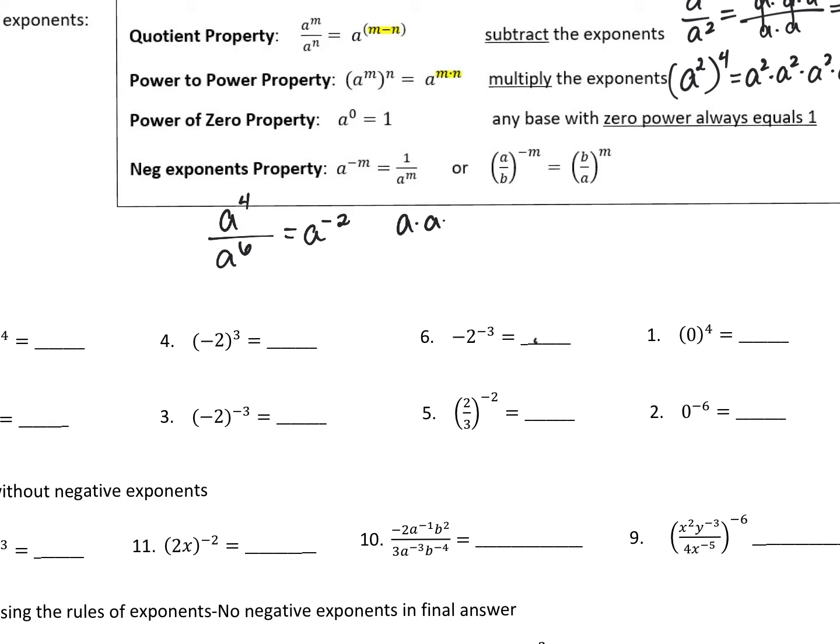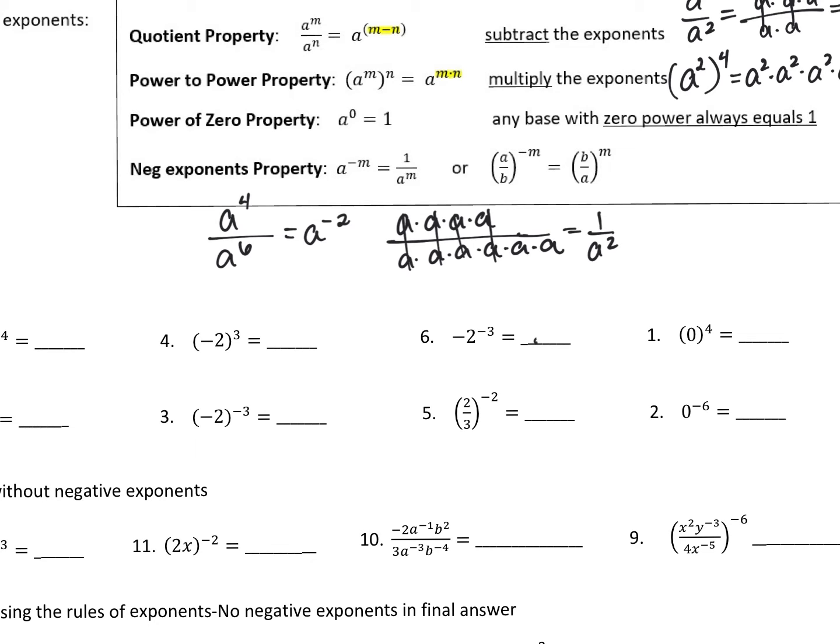If I write it out and cancel them, these all equal 1, and I end up with 1 over a squared. So that's why a to the negative 2 is equal to 1 over a squared, because it represents having more of that in the denominator. Okay, there's more in the denominator, and so the a squared has to stay there.